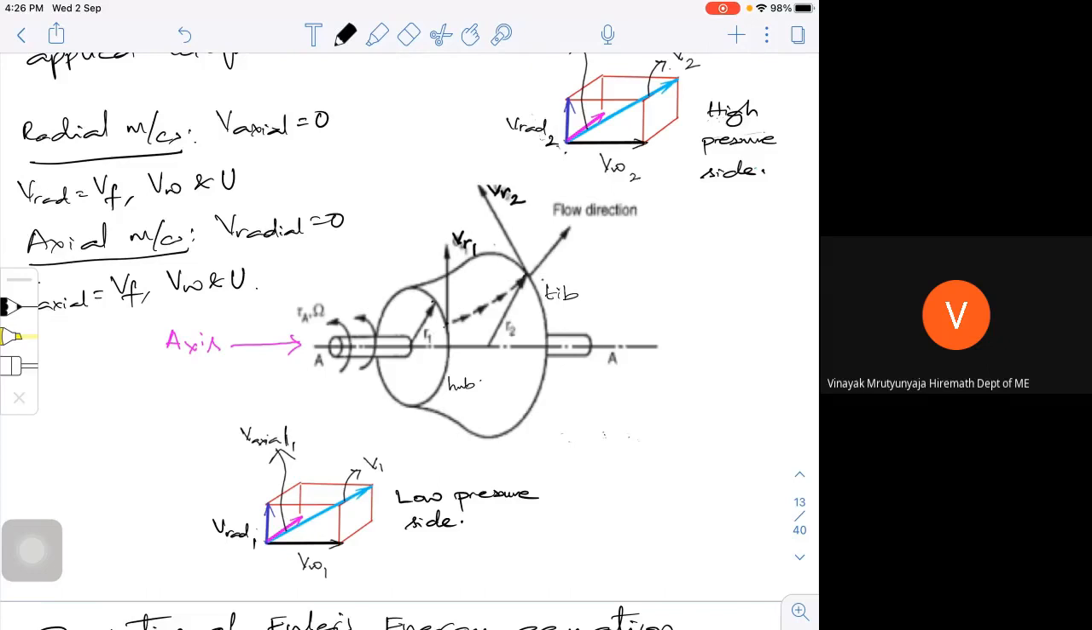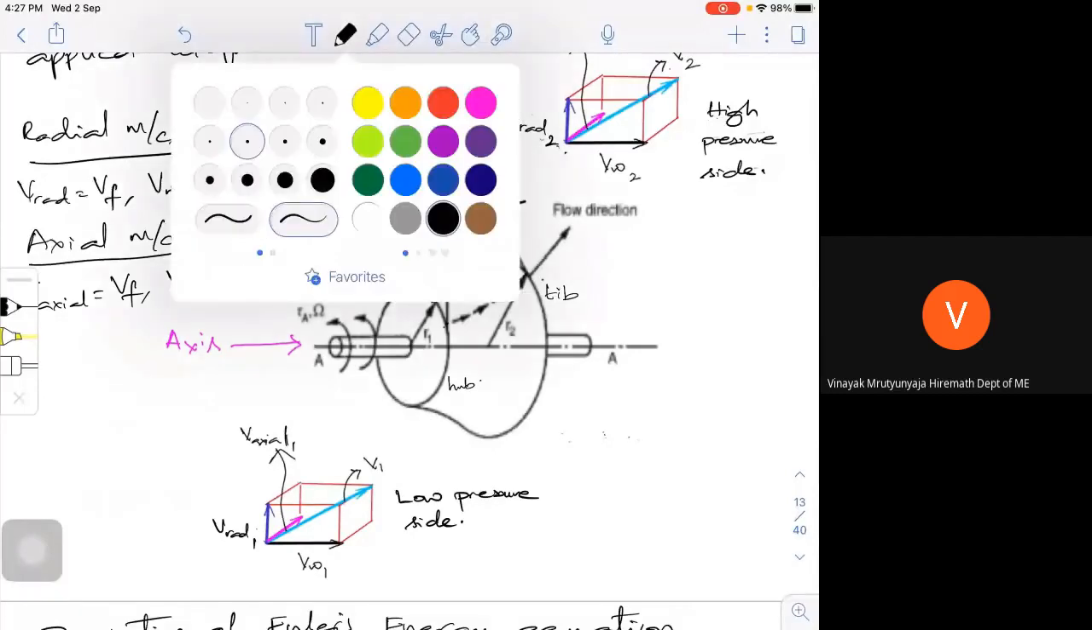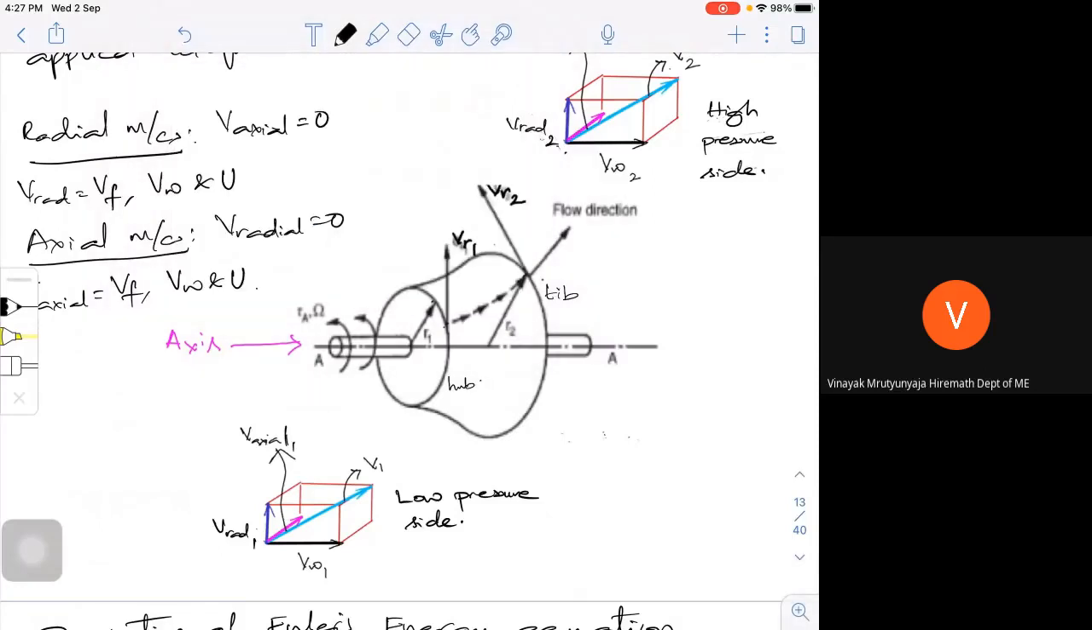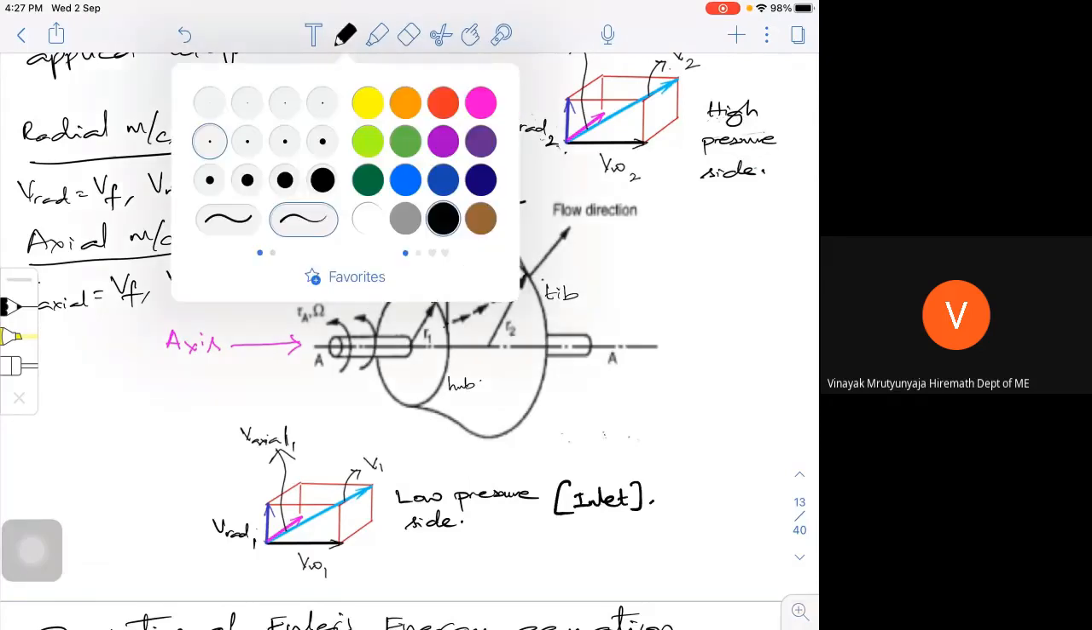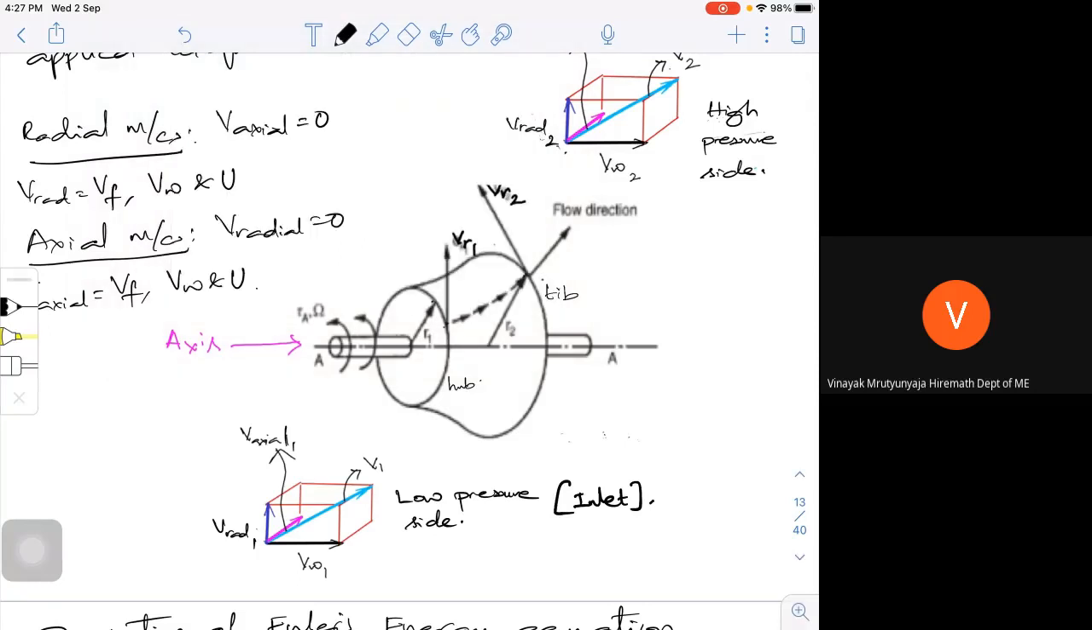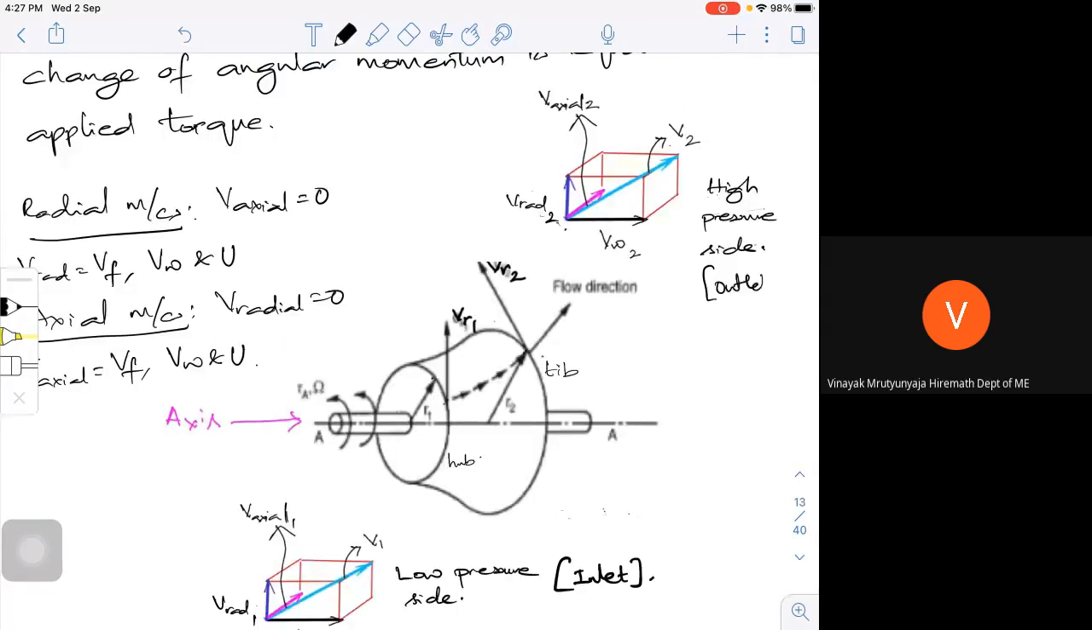So I can draw the components of velocity at inlet and exit. At the inlet, we can call it the low pressure side, and at the outlet, the high pressure side. So inlet and outlet, that is what we call them.